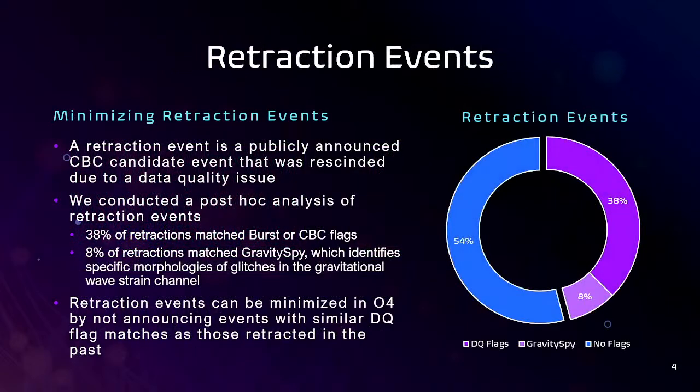A retraction event is a publicly announced CBC candidate event that gets rescinded or retracted because there's an issue with the data quality that researchers found after it was announced. So obviously it's much better to identify these issues beforehand so that we don't have to retract CBC candidate events.